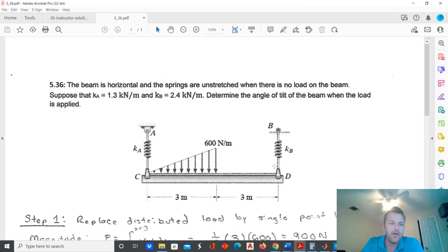So in this video, I wanted to go over the solution of problem 5.36 from the practice exam. We have a beam which is subjected to a distributed load. We'll notice that the density tapers up linearly from 0 at point C to a maximum value of 600 newtons per meter. And this beam is supported by two spring supports attached to both point C and point D.